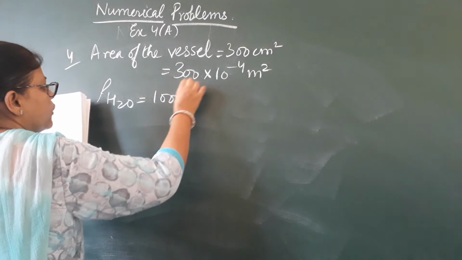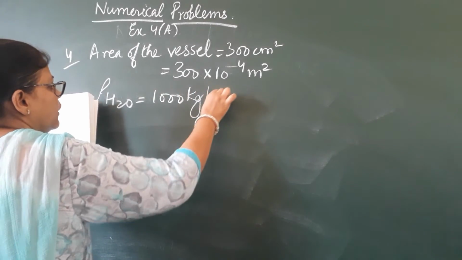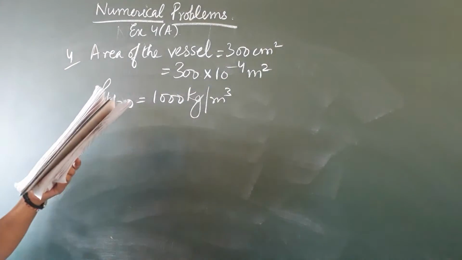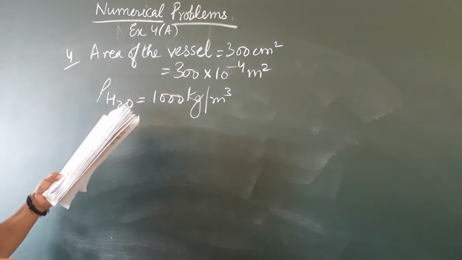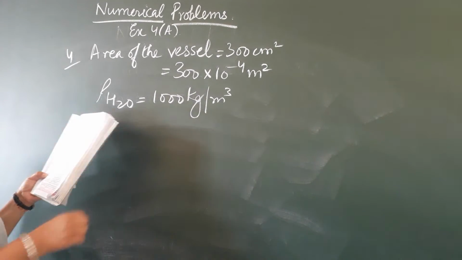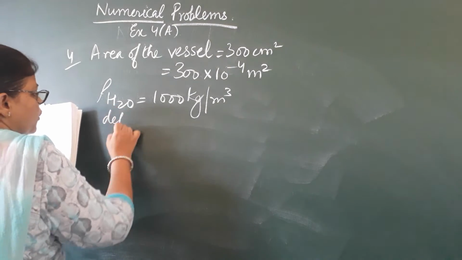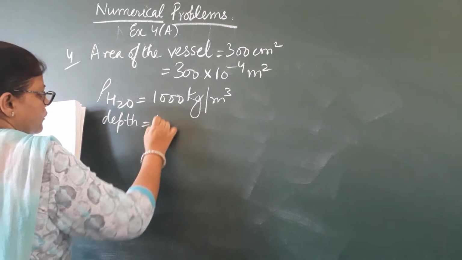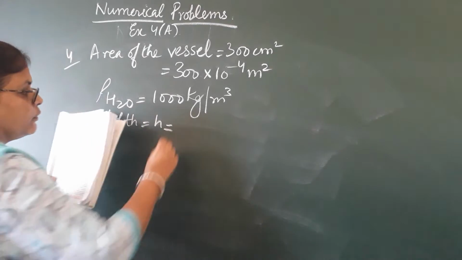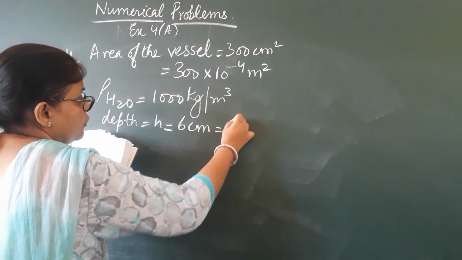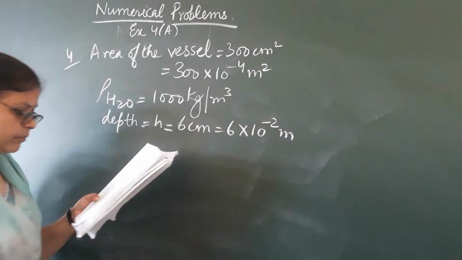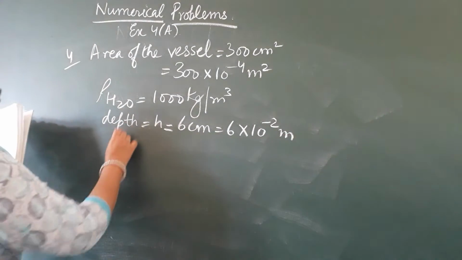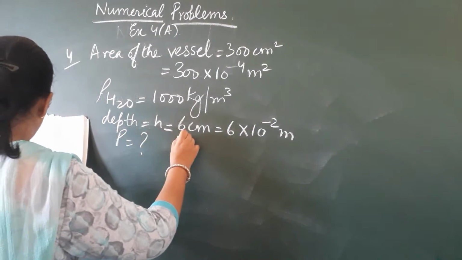1000 kg per cubic meter. This has been given to you. Okay, and it is poured into the vessel. The water is poured into the vessel, and the depth corresponds to the height. Okay, so we can say depth is equal to h is equal to 6 centimeters. This also needs a calculation. So that will be 6 into 10 to the power minus 2 meters. Okay, and you are supposed to calculate the pressure and you are supposed to calculate the thrust.